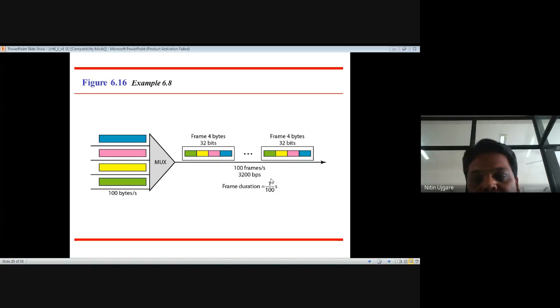And the frame duration will be 1 divided by 100, because we are transmitting 100 frames in 1 second. So 1 divided by 100 will give me the frame duration or output slot duration. And the same will be the duration for the input time slot, that is for these 4 channels.